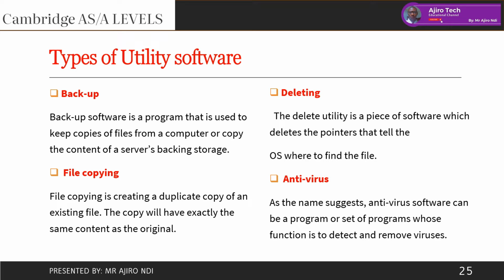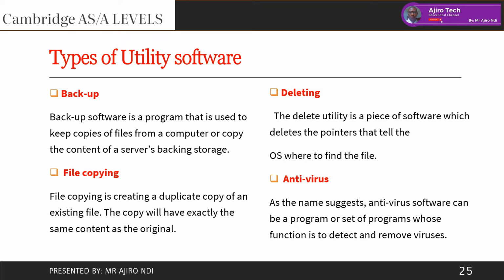File copying. This is creating a duplicate of an existing file. The copy will have the exact content as what? The original. That's file copying. There are a number of ways a file copying utility works. It could be in a CLI, where the user will type some form of copy command which contains the name of the file as well as the destination directory or folder.